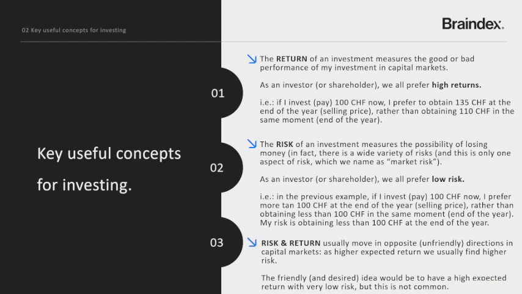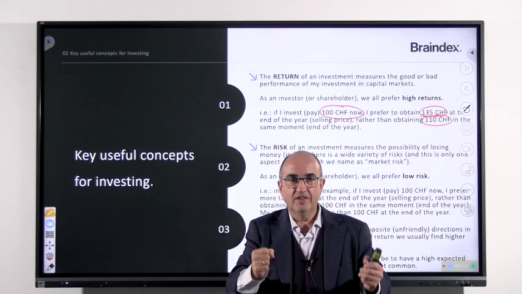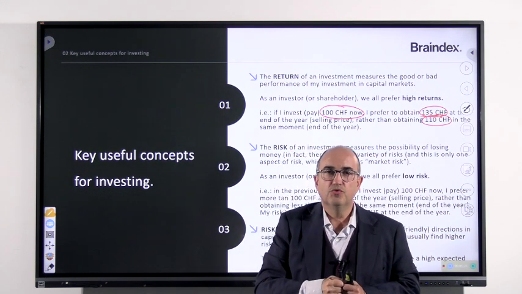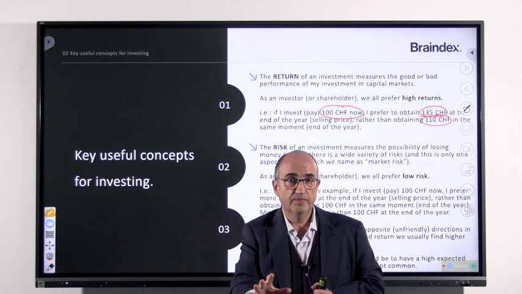Let me tell you an easy example. We have this investor who invests 100 Swiss francs now, and at the end of the year, she or he would prefer to obtain 135 rather than obtaining 110. We all prefer 135 Swiss francs rather than 110. But this is only part of the truth.